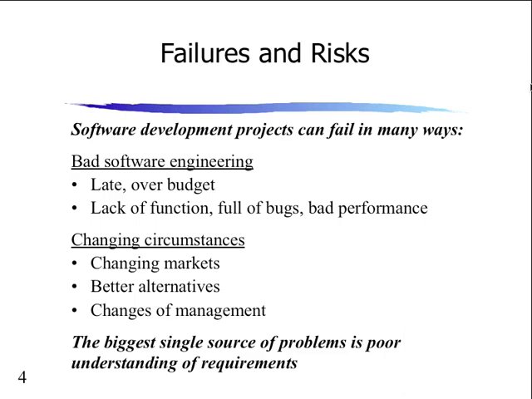Failures and risks. So software development projects can fail in many different ways, and we all know about the no money and the late. We're late on time. We might have a bad software engineering, and that's basically the over budget and late. Lack of function, full of bugs, maybe some bad performance, maybe late, over budget. And then we also have changing circumstances that are above and beyond the control of the project team, but they can't be ignored, which a lot of people actually do.